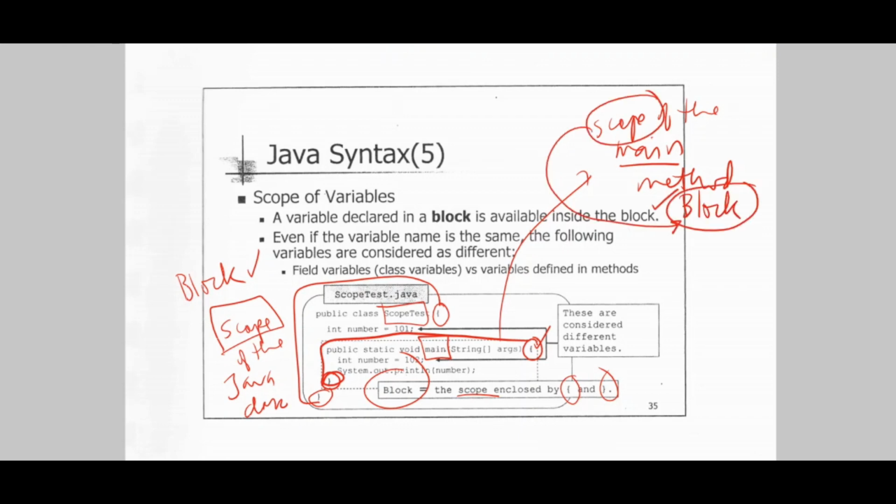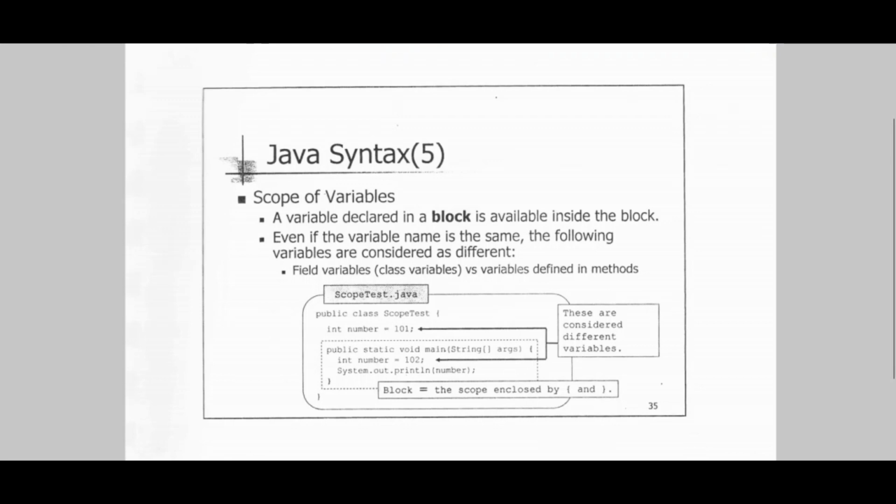So for example, inside the Java class ScopeTest, we have a class field with a name number with an initial value of 101. Okay, so number here is called a class field.